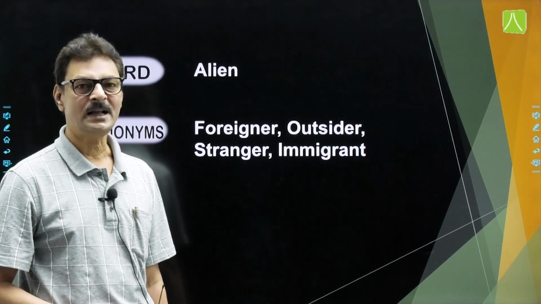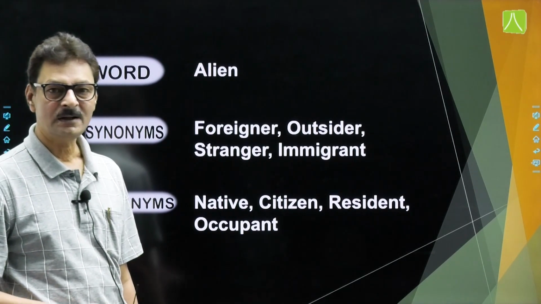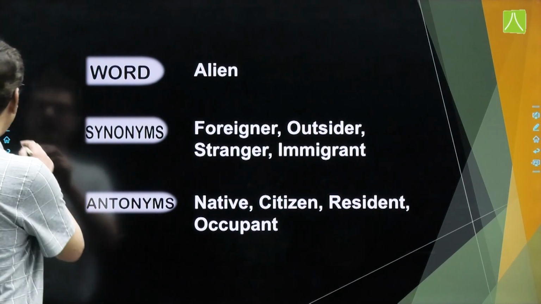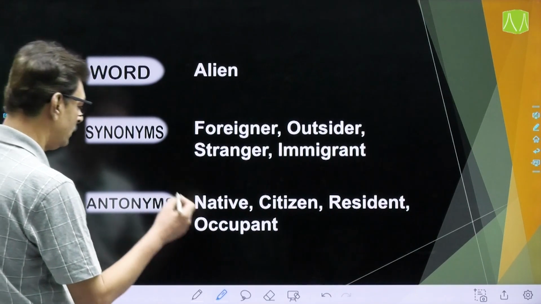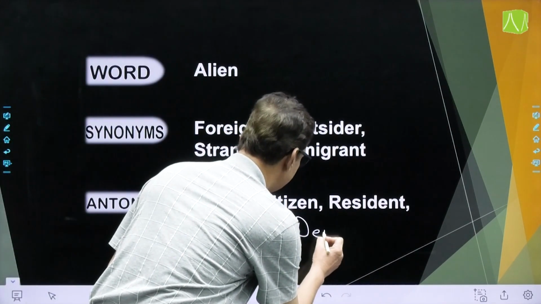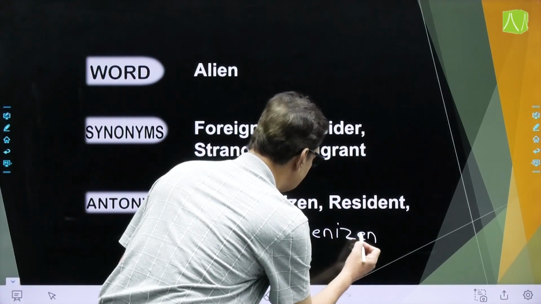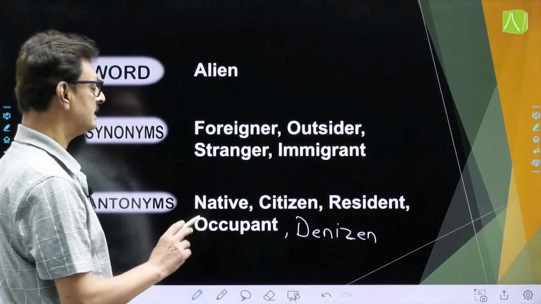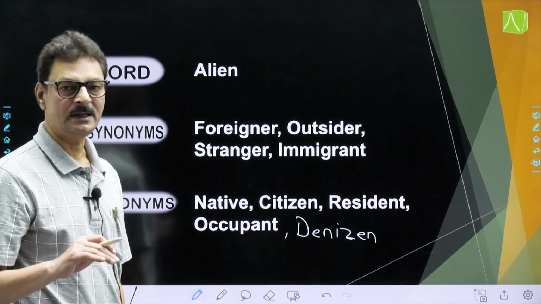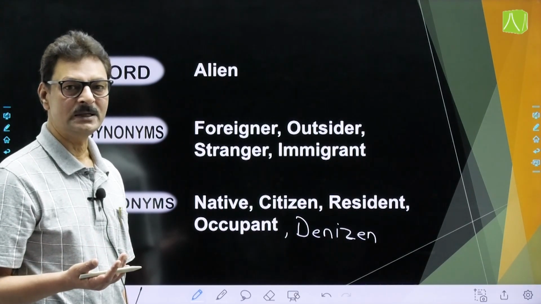And इसका opposites क्या रहेंगे? Native, citizen, resident, occupant. If you are interested in some better words, कुछ और अच्छे word चाहिए, आप एक और word लिख सकते हैं. You can add it to your dictionary. Denizen. Denizen means again resident, उस इलाके के, native. And alien is from the other place, outsider.